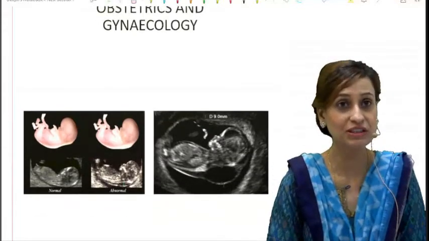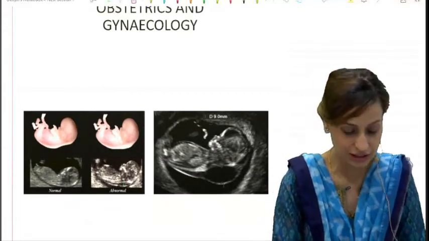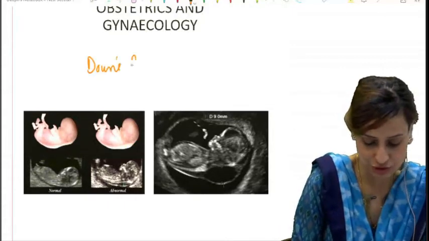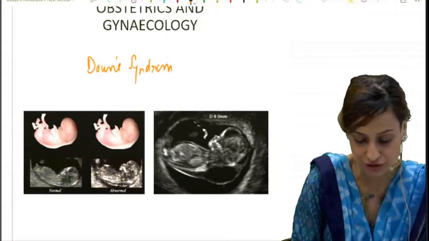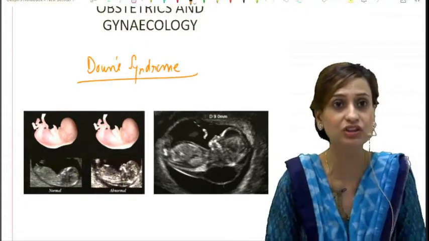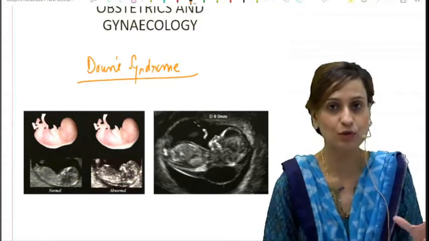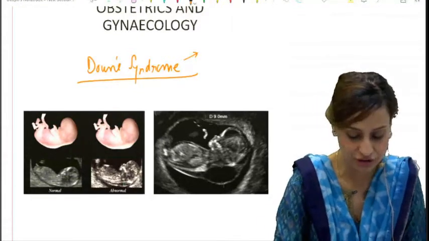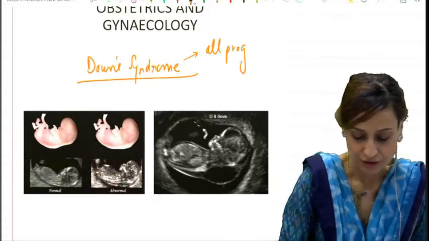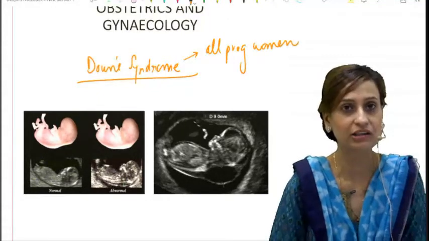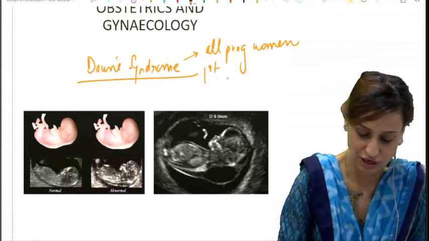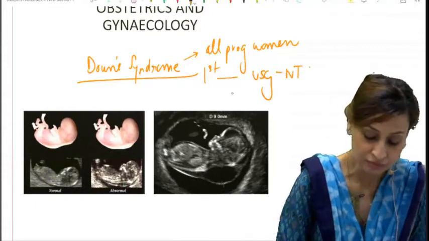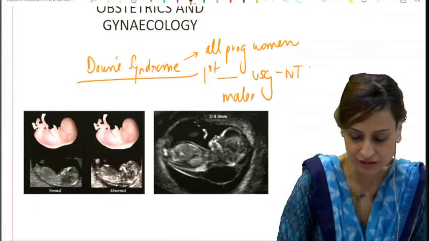The first topic that I want you to know, that we would definitely ask something from, is Down syndrome. When you talk about Down syndrome, most of the times these central institutes, whether it is AIIMS, PGI, or even JIPMER for that matter, would ask you about the screening programs. So please remember that screening should be offered to all pregnant women. And in the first trimester, we can do ultrasound for nuchal translucency, and we can do the maternal serum markers.